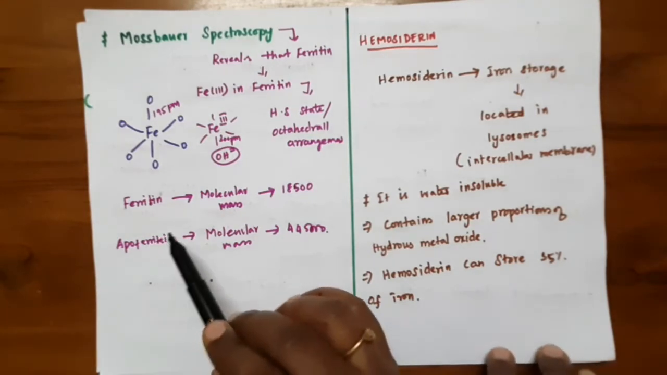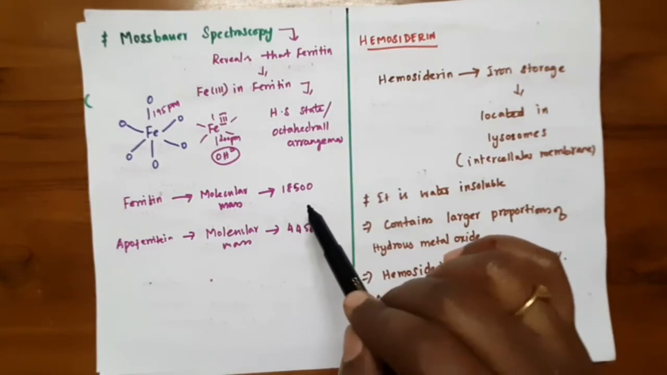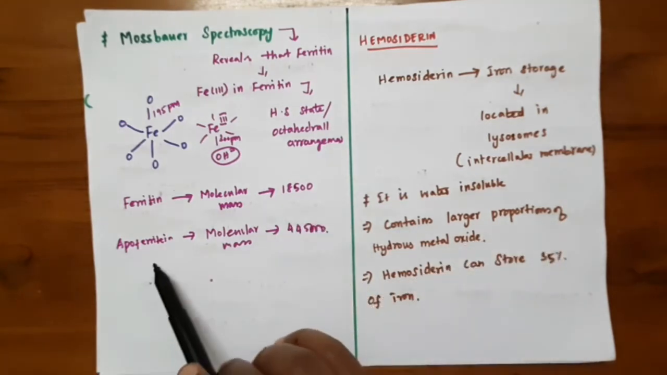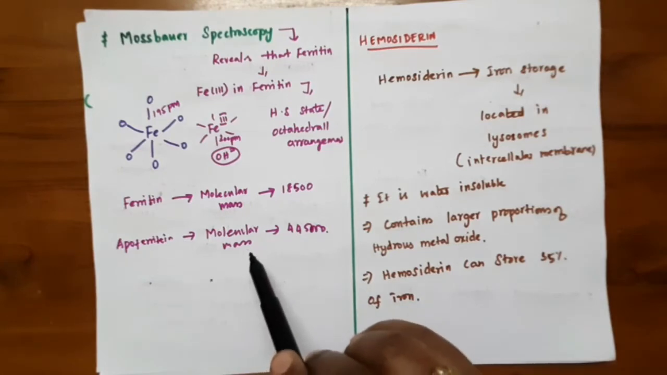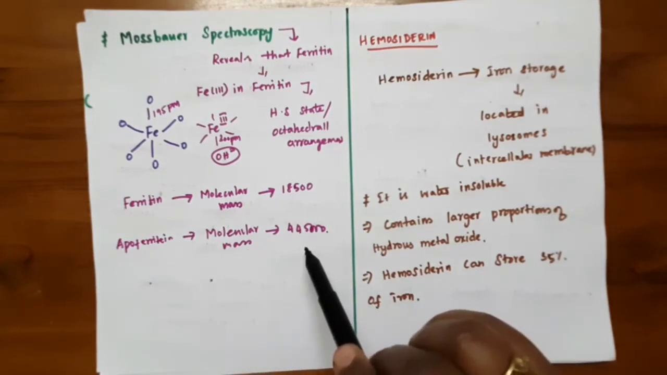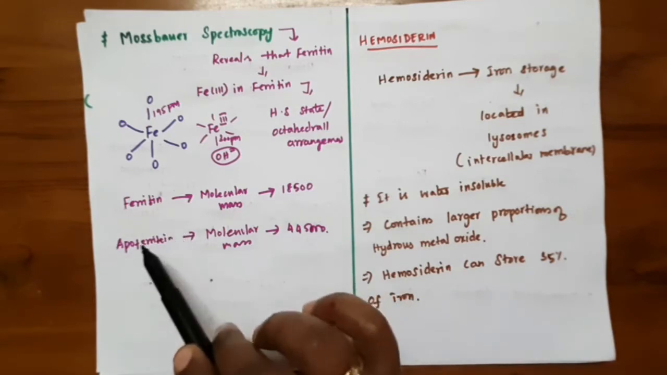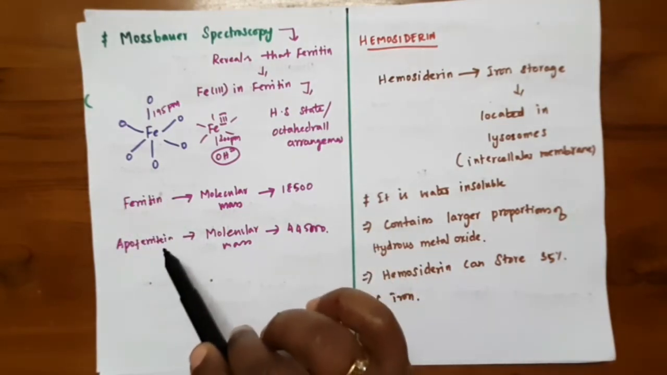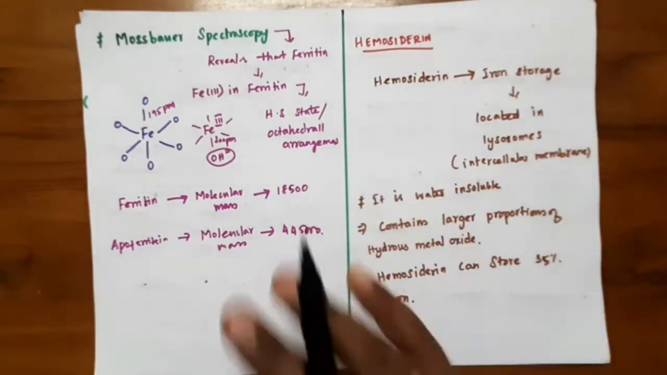If you take the molecular mass, ferritin has a molecular mass of around 18,500. And apoferritin, which is nothing but ferritin without Fe3+, has a molecular mass of 4,45,000, because it is a big macromolecule compared to a globular protein like this ferritin. And this is about ferritin.